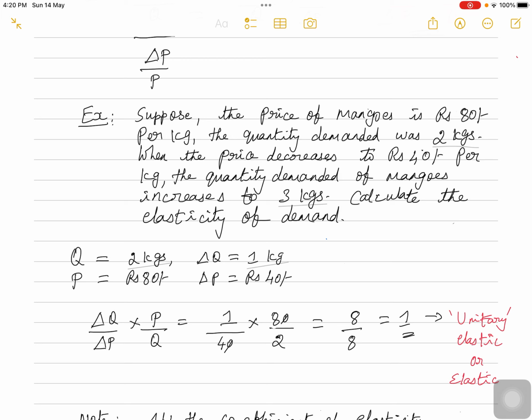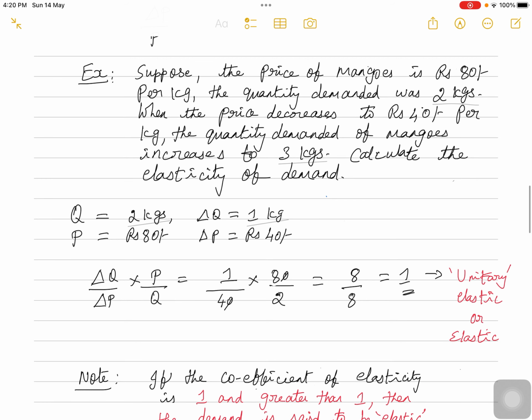Okay, so suppose the price of mangoes is rupees 80 per kg. The quantity demanded was 2 kgs. When the price decreases to rupees 40 per kg, the quantity demanded of mangoes increases to 3 kgs. Calculate the elasticity of demand. Now what are the things we need? We need Q and P, and we need delta Q and delta P.